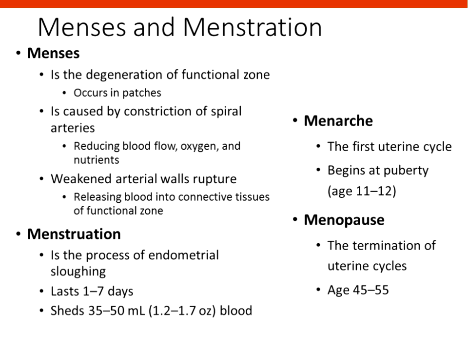Okay. Menstruation is the process of endometrial sloughing, and it can last anywhere from 1 to 7 days, and it can be anywhere from 35 to 50 milliliters, or about 2 ounces. So a little bit less than 2 ounces. And 2 ounces, remember, when you have a baby, is what you're always trying to feed them every 2 to 3 hours. Right? Other terms, the first time you ever have a uterine cycle, that is menarche.